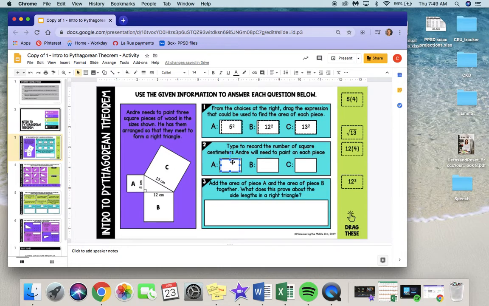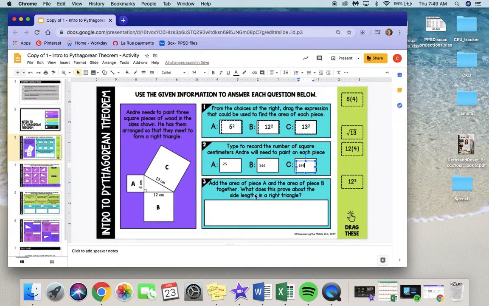We have 5 times 5, which will give us 25. For B, we have 12 times 12, which is 121. No, that's 11. 144. And then 13 squared is 169.